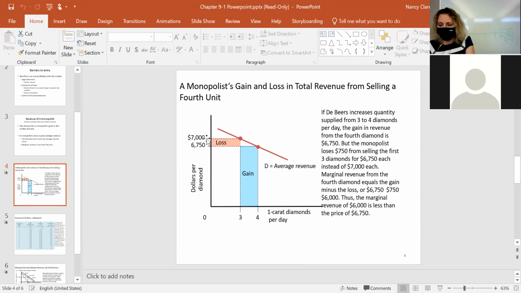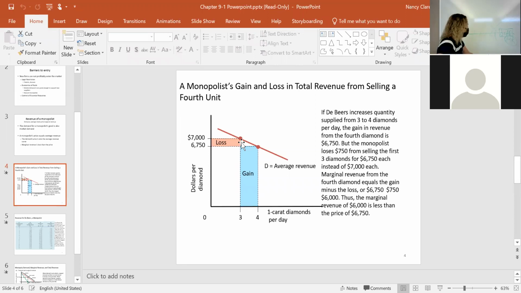So let's talk about the loss piece of this. If you were only going to sell 3 diamonds, you could have gotten $7,000 a piece for them. But if you want to sell 4 diamonds, you have to mark all of your diamonds down to $67.50. This loss represents the difference, the $250 that you could have made on those first 3 diamonds, but because you want to sell diamond number 4, you're going to lose that $250 per diamond.